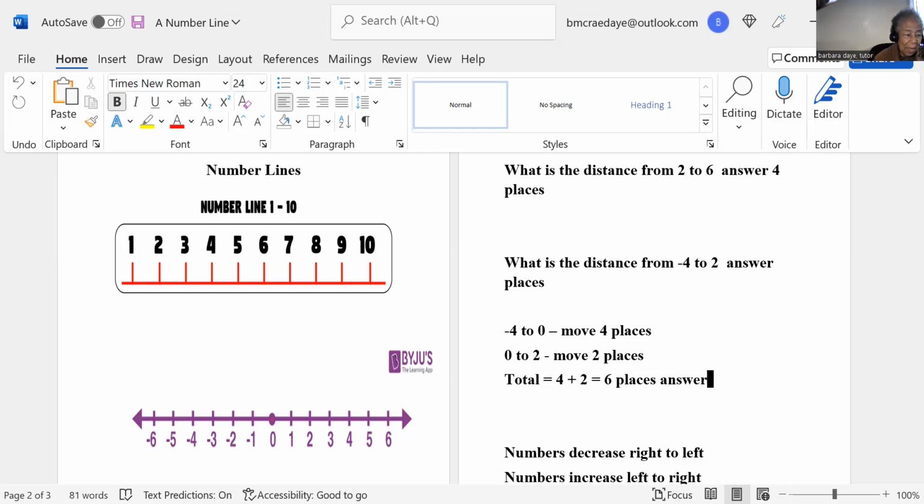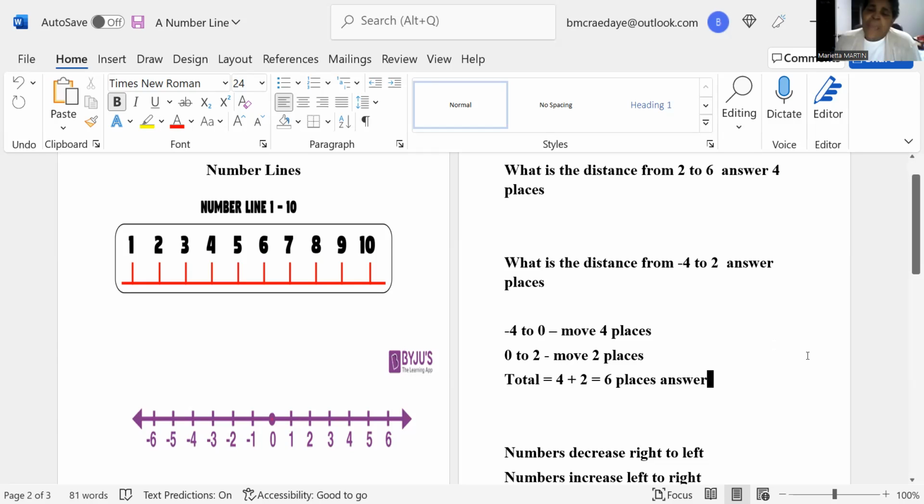Now, when you have something like this and you say how many places, you could really just say 4 plus 2 and you got your answer. Because remember, you're using the absolute value. So the absolute value of a negative 4 is just 4, a positive 4. So you add 4 to the 2 and you get 6.